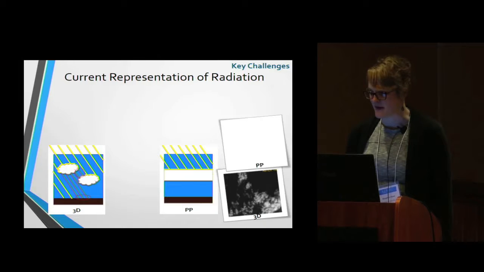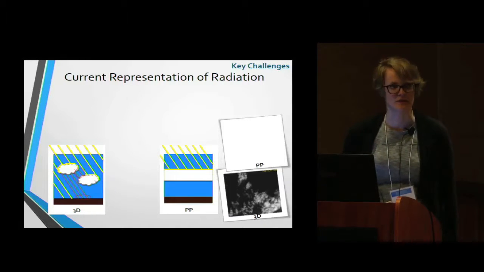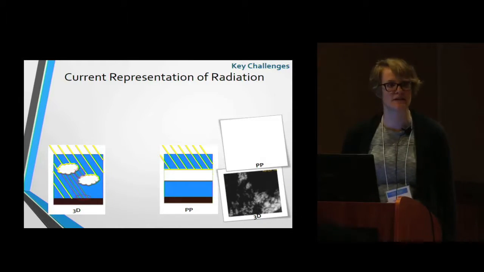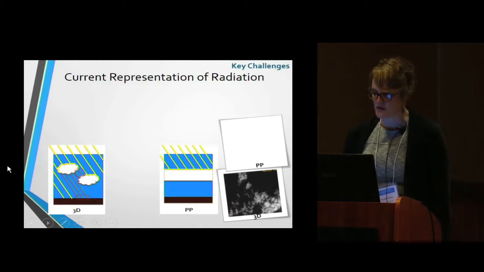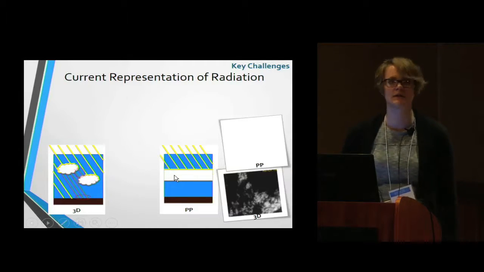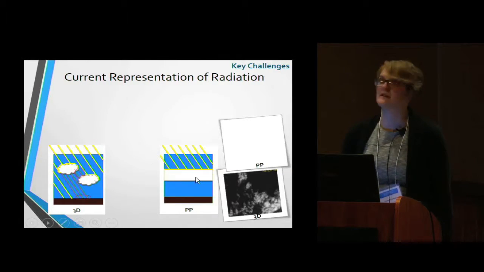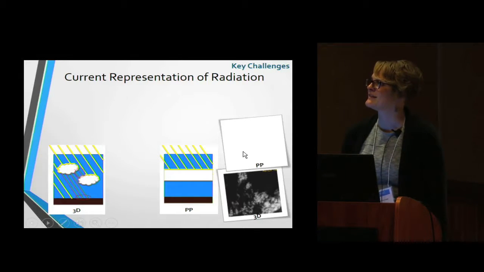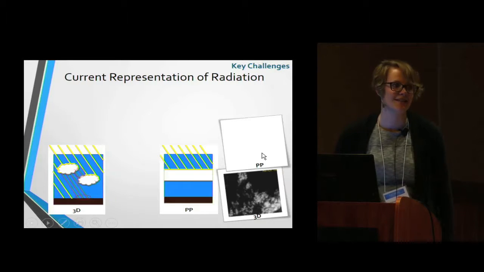But because we have to simplify it in models, this is how it's actually represented. So we're only going to solve the 1D radiative transfer equation, which means that properties can only vary vertically, not horizontally. So we've got horizontally homogeneous clouds that extend infinitely, essentially, in the horizontal. This is what a plane parallel cloud looks like.